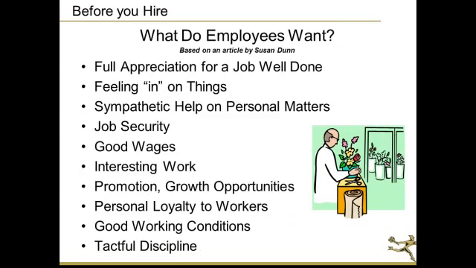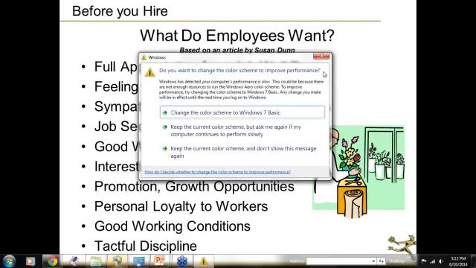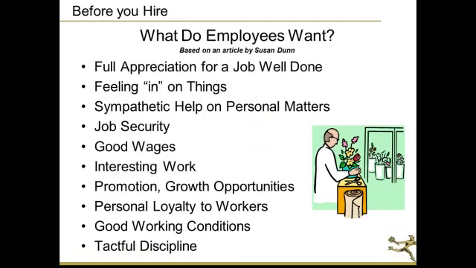What do employees want? Well, if you look down this list of items, do they want full appreciation for a job well done, feeling in on things, sympathetic help on personal matters, job security, good wages, interesting work, promotion and growth opportunities, personal loyalty to workers, good working conditions, and finally, tactful discipline. Now, if you just look down that list and pick your top 3, what would they be? When we use this in FTD Boot Camp, we find that it's absolutely all over the place.